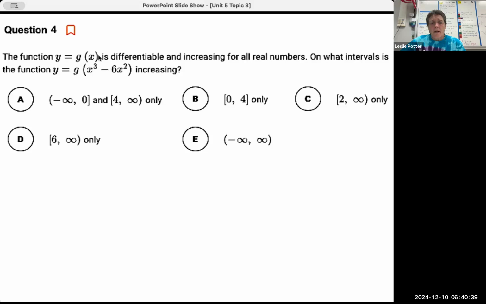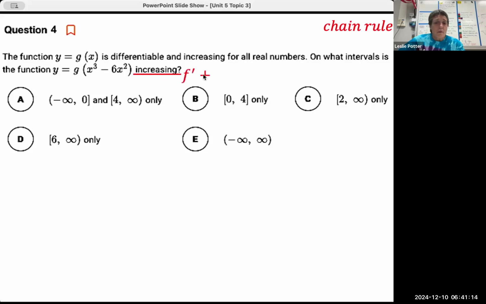So it could be like g of x is exponential, right? Exponential is always increasing. Could be something like that. We just don't know. But what we're going to do is use g of x, and we're going to put in this cubic. So we're going to need the chain rule. We have a composite function being generated here. So I wouldn't have called it y again, but I'm not going to change the stem of the problem. They're saying y is g of x cubed minus 6x squared. So it's that composite. And we want to know where it's increasing.